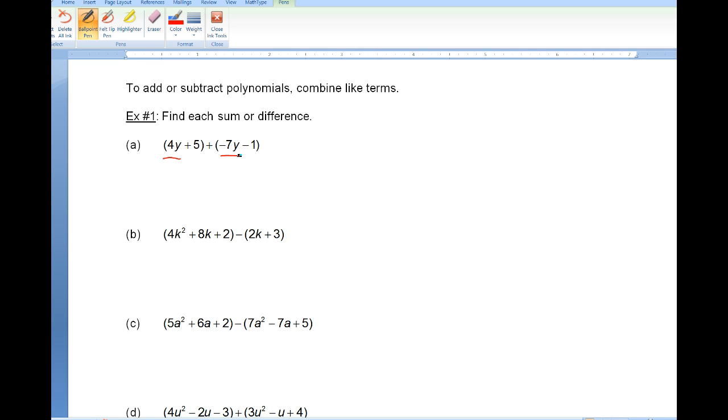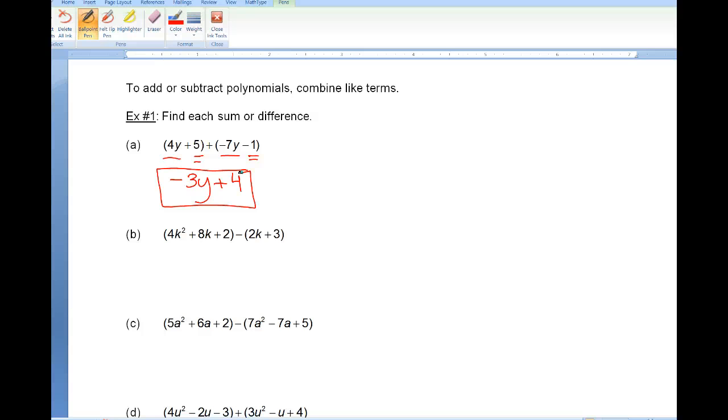So here in example A, I'm going to add my 4y and my negative 7y to get negative 3y. And I'm going to add my 5 and negative 1, which is 4. Once I've combined my like terms, then I'm finished. That is my answer. So when we're adding polynomials, we are combining like terms.